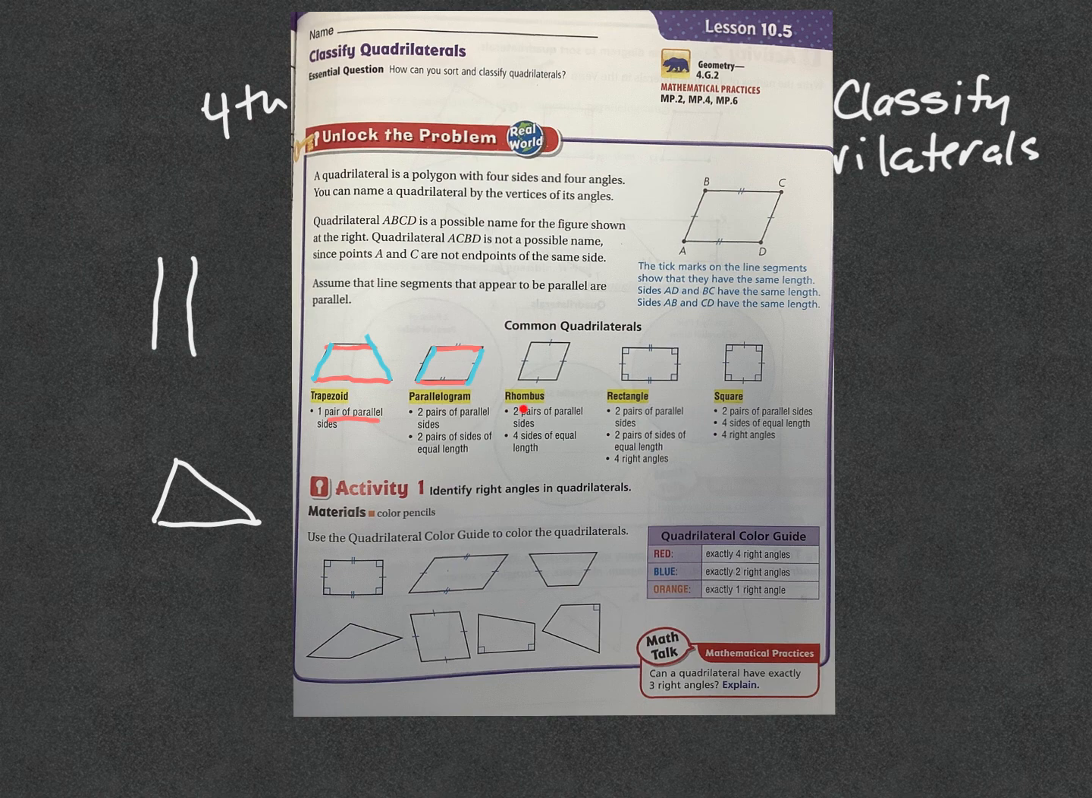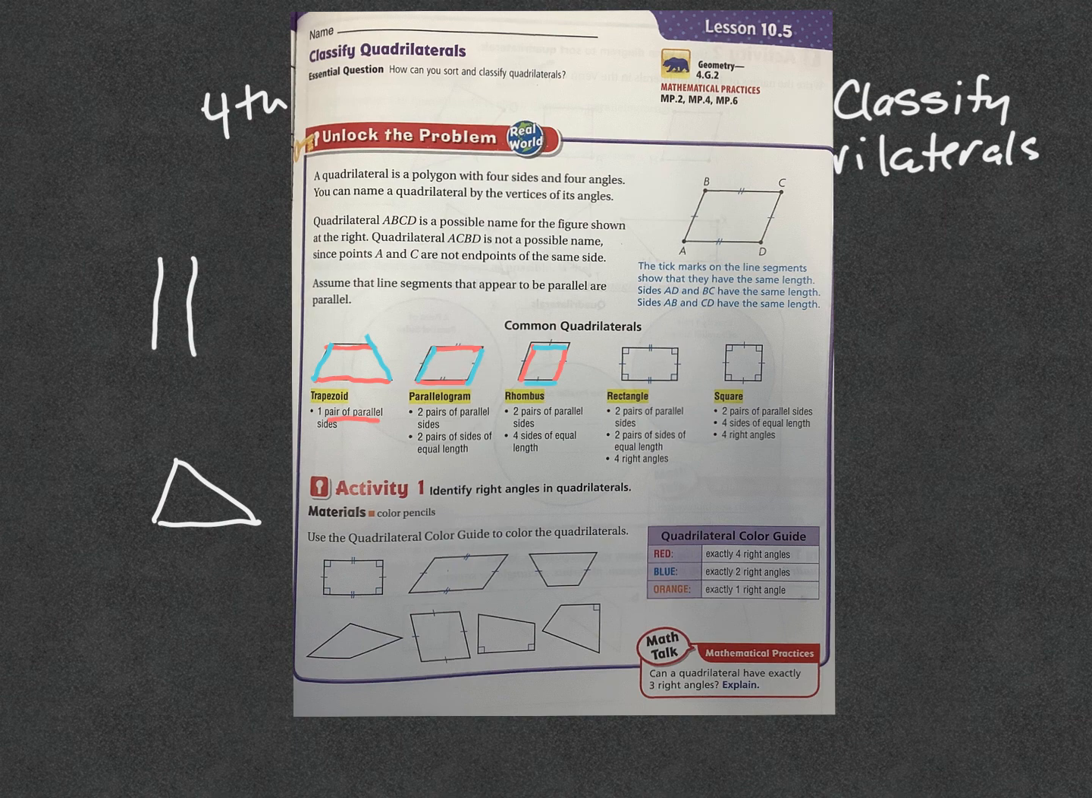On a rhombus, we'd have 2 pairs of parallel sides. So let's look at our parallel sides here. We have parallel and parallel, and we have parallel and parallel. That's 2 pairs, 1 pair, 2 pair, and you have to have 4 sides all equal length. The hash marks tell us that these are all equal in length. So it's like a square that's leaning over, where a parallelogram is like a rectangle that's leaning over.